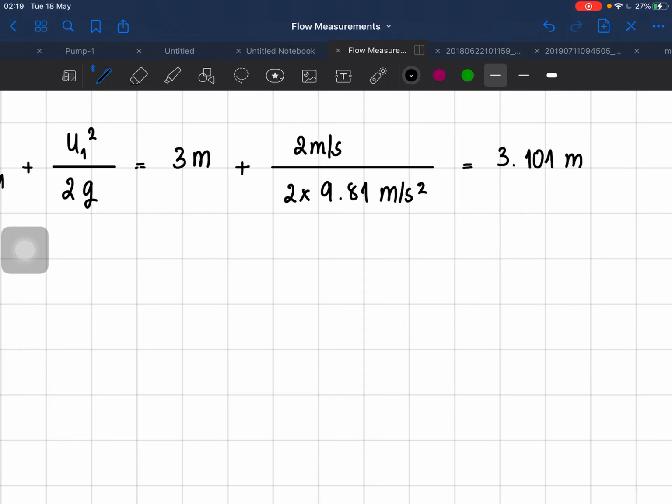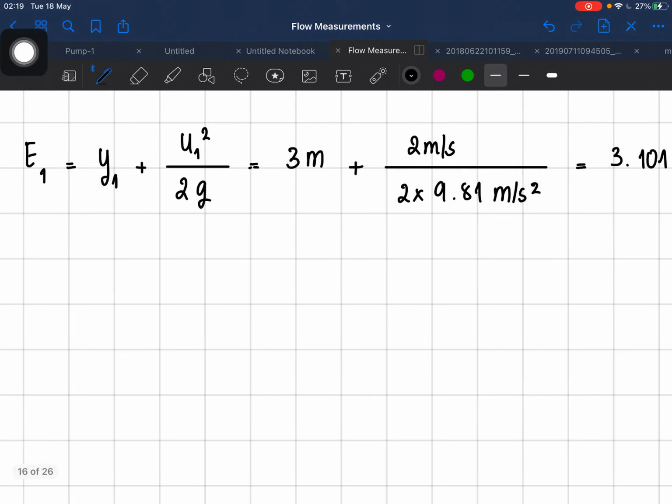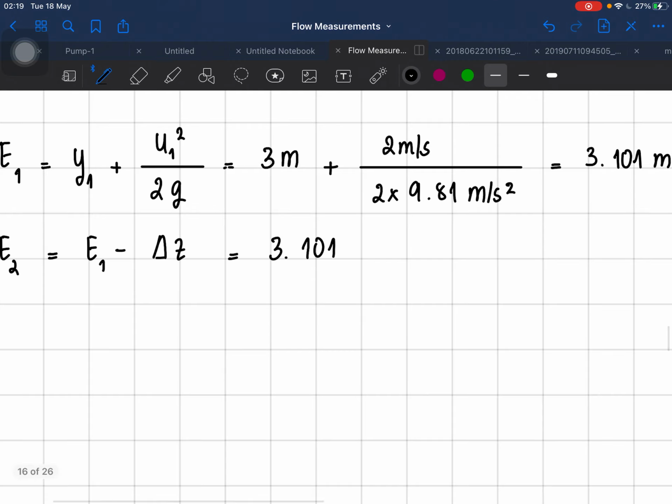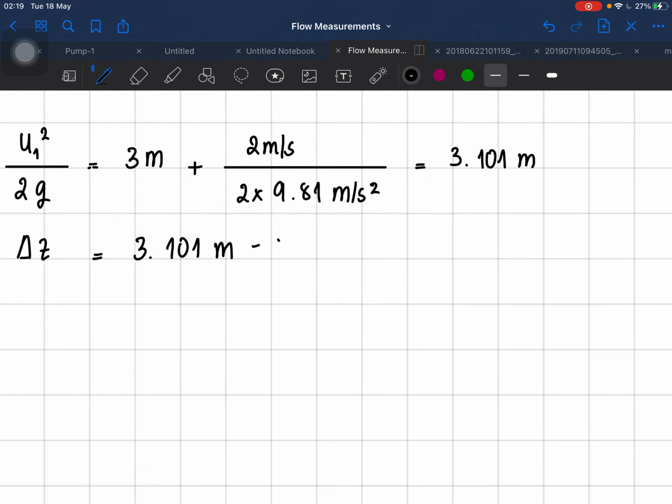Okay, so now we can find E2, which equals E1 minus delta head. So it's 3.101 meters minus 0.6 meter. So the answer is 2.5019, so it's 2.502 meters.